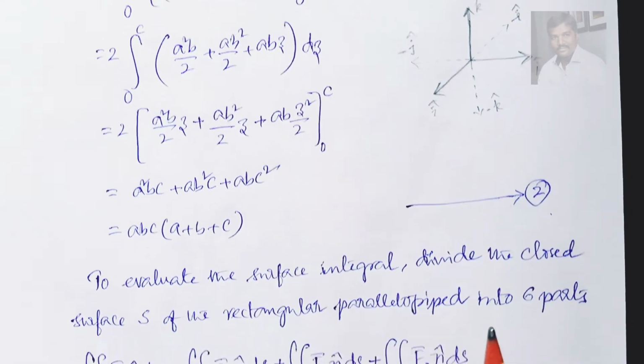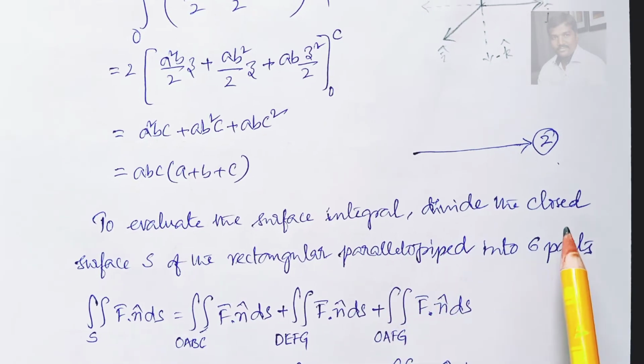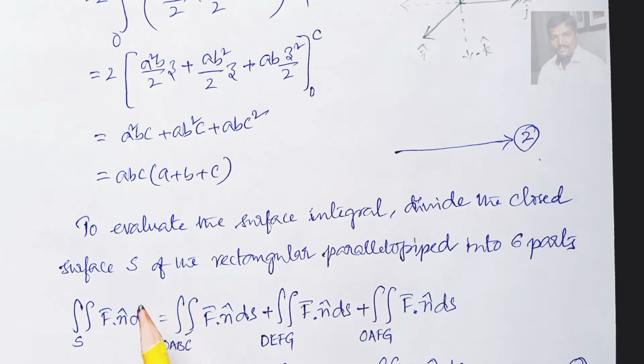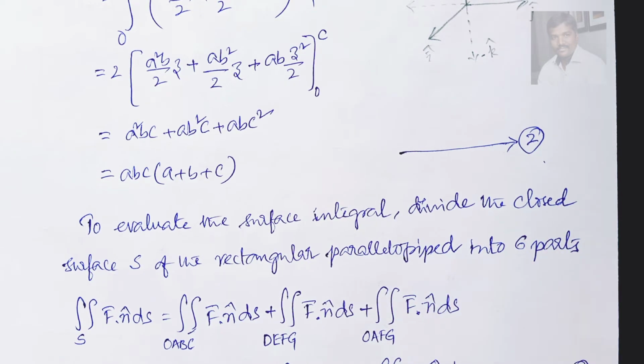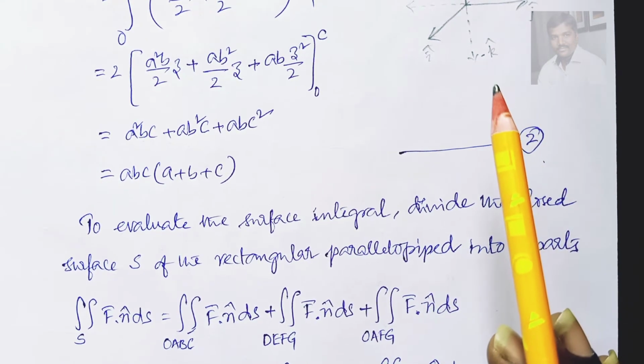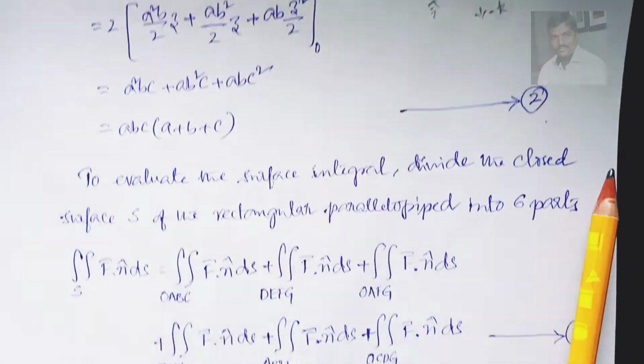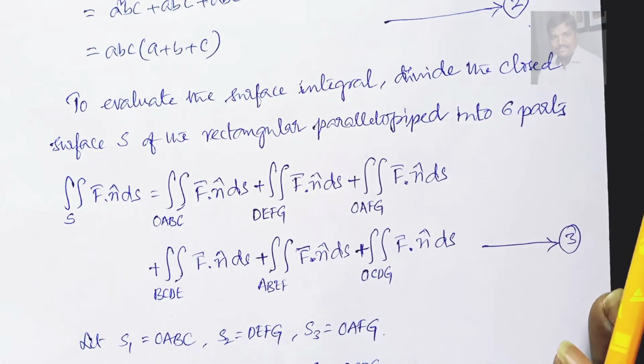Now to evaluate the surface integral, divide the closed surface S of the rectangular parallelepiped into 6 parts, since it has 6 surfaces. So let us go with one by one. Those 6 parts I am taking here from the diagram.